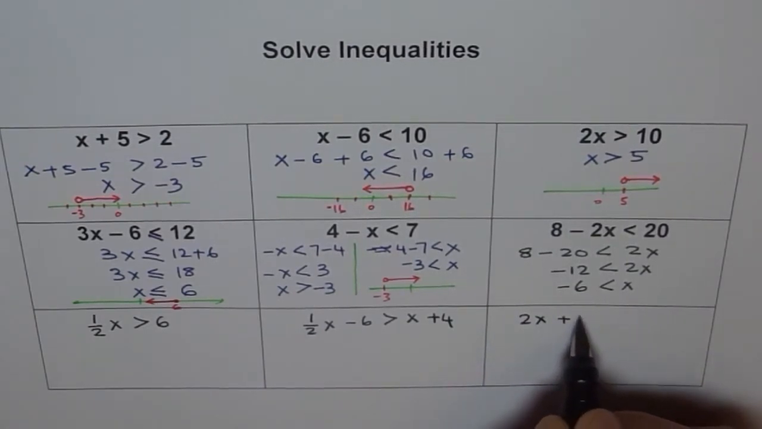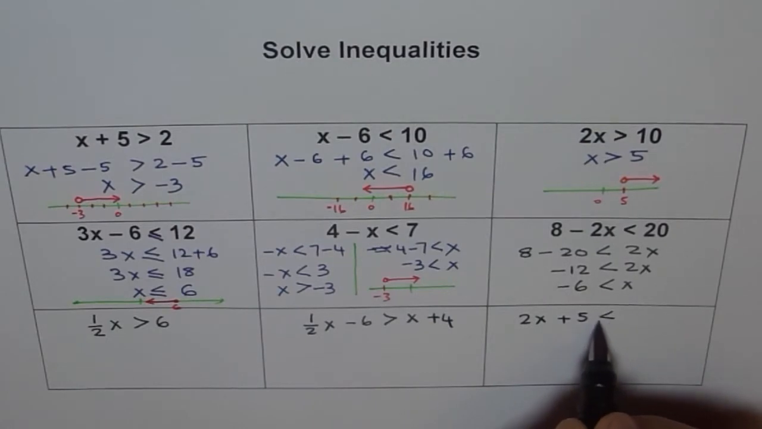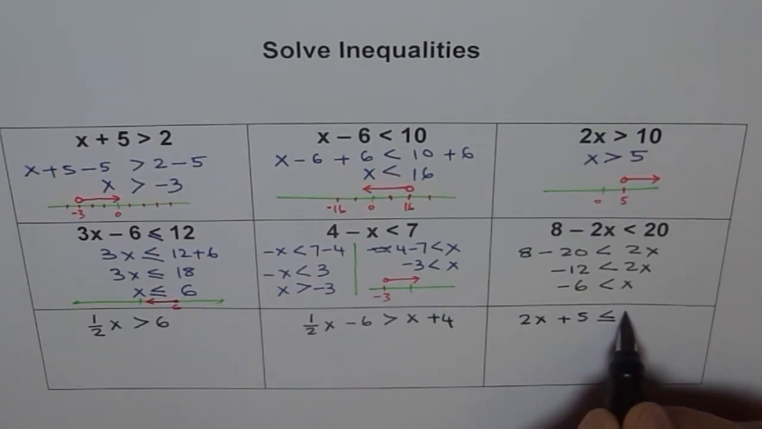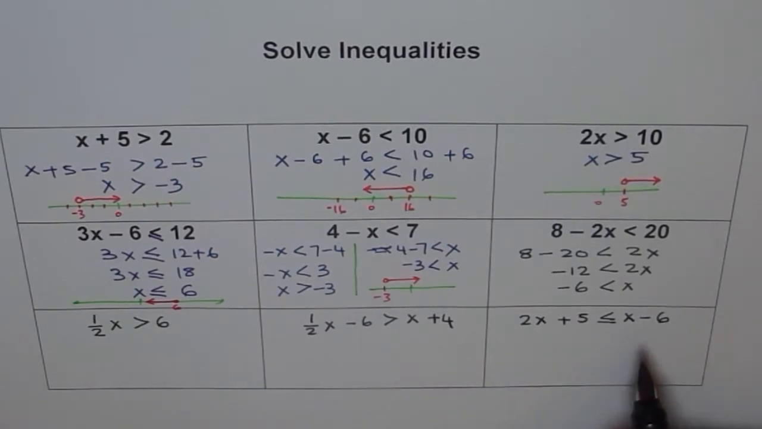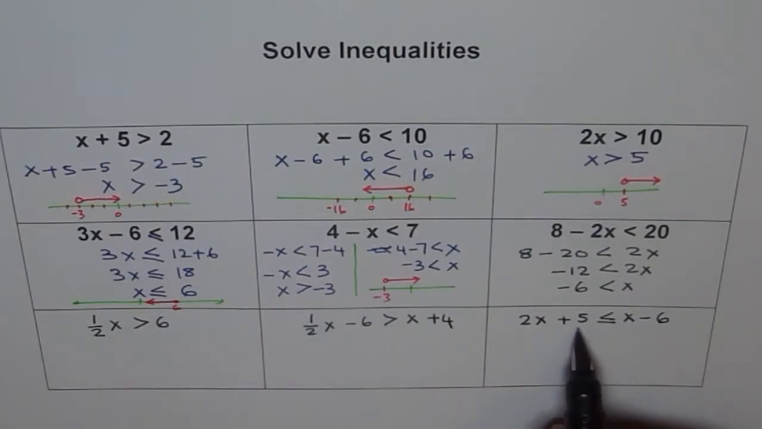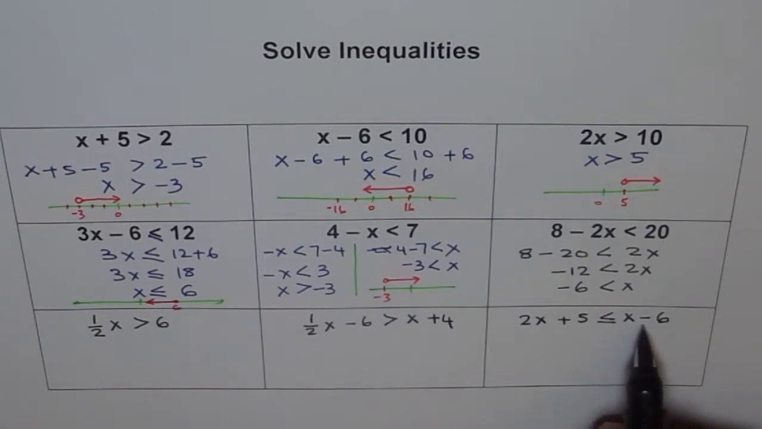2x plus 5 is less than or equal to x minus 6. Now, we have x on both sides. So what will you do? We'll take away x from both sides. We'll get 2x minus x, which is x, right? And we'll take away 5 from both sides. So we'll get minus 6 minus 5. That means x is less than or equal to minus 11.